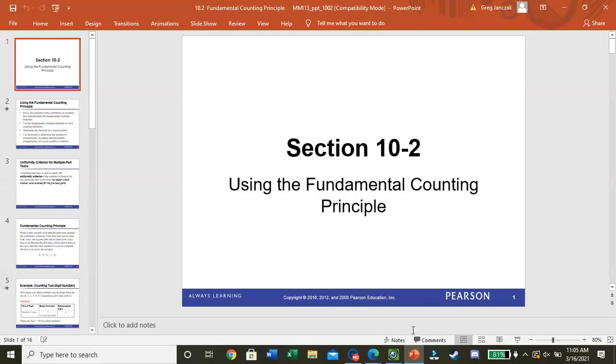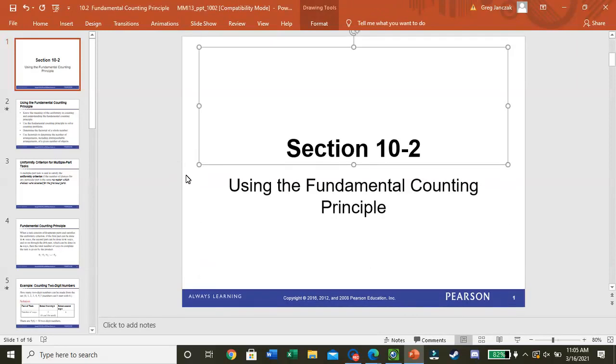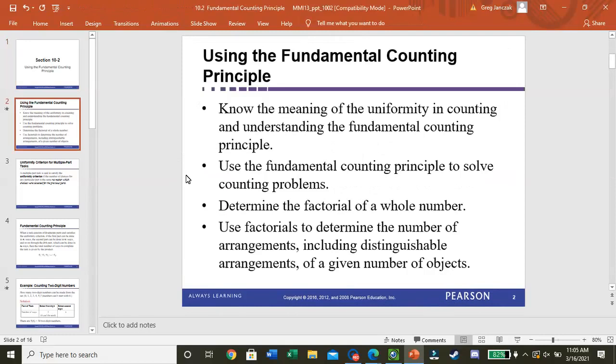Okay, lesson 10.2, using the fundamental counting principle. So our objectives are to know the meaning of uniformity in understanding the fundamental counting principle, use the fundamental counting principle to solve counting problems, and use factorials to determine the number of arrangements.